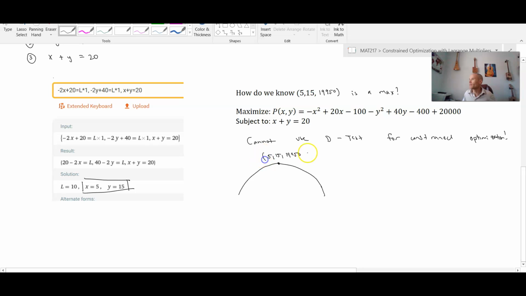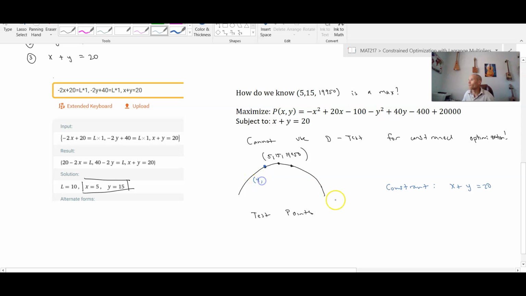So the way we'll check if this is a maximum is we're going to pick test points. Let's look at a couple of points surrounding this point (5, 15, 19,950). Now this is just a two-dimensional representation of a three-dimensional function. But I'm going to pick a point that's slightly to the left and slightly to the right and just check to make sure that that yields a smaller profit subject to that constraint. So our constraint, recall, is x plus y, the total number of units produced, has to sum to 20.